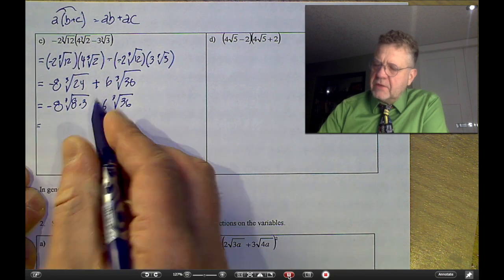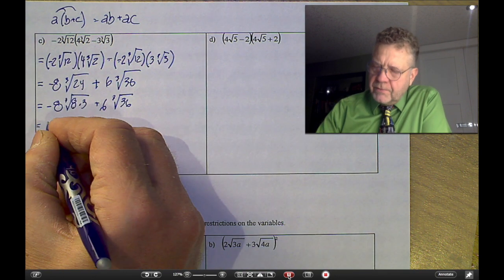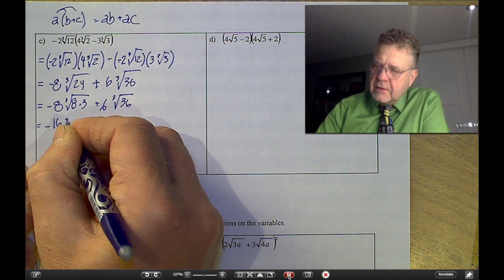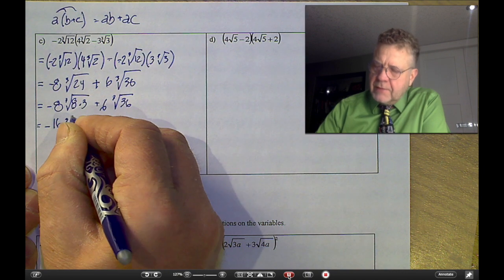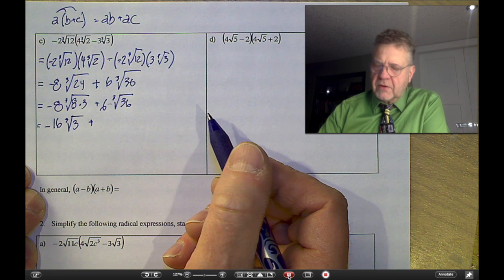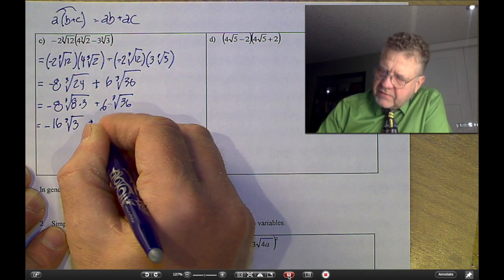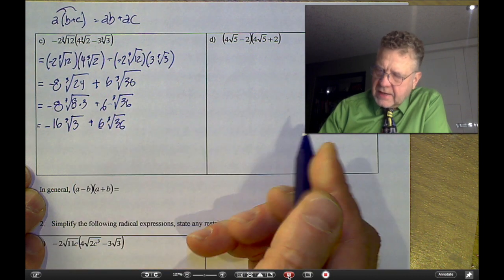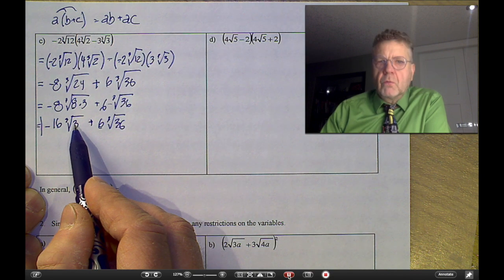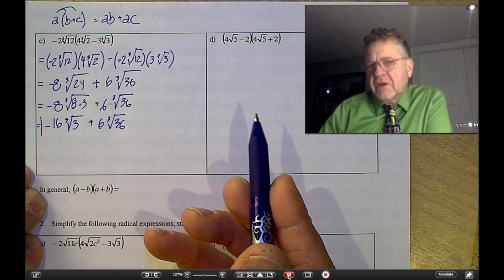The next line will be to pull the 8 out of the house. Well, the cube root of 8 is 2, so I'm going to get -16, that is 2 times -8, -16 times the cube root of 3, plus, and I think we've agreed that there's nothing we can do with this. So I'm going to get 6 cube root 36, and because the radicands are different, there's nothing else you can do. You don't add this up.